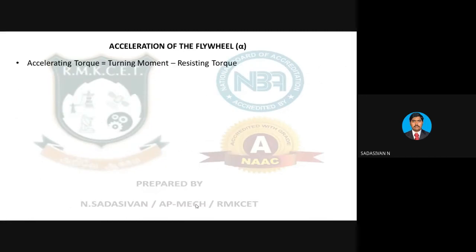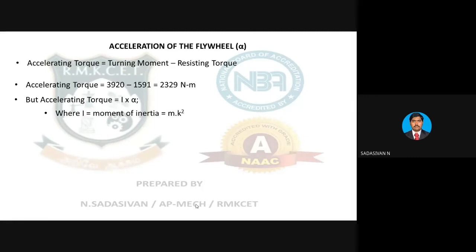Accelerating torque equals turning moment minus resisting torque. So 3920 is the T you already found. From that you subtract the resisting torque 1591. So 2329 Newton meter of torque is available to increase the speed of your vehicle. Accelerating torque equals I alpha. I is your moment of inertia, alpha is your angular acceleration. I is mk square, mass into radius of gyration square, which you know already. Therefore, accelerating torque equals mk square into alpha.